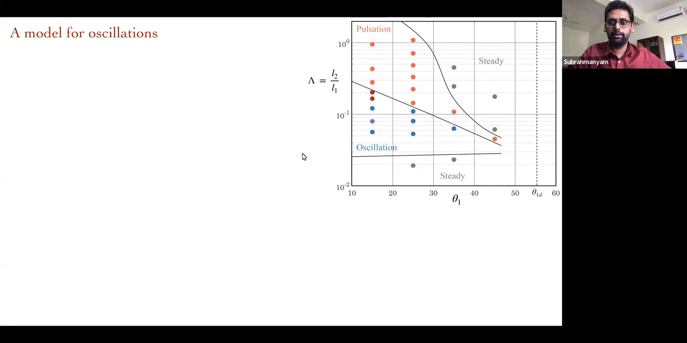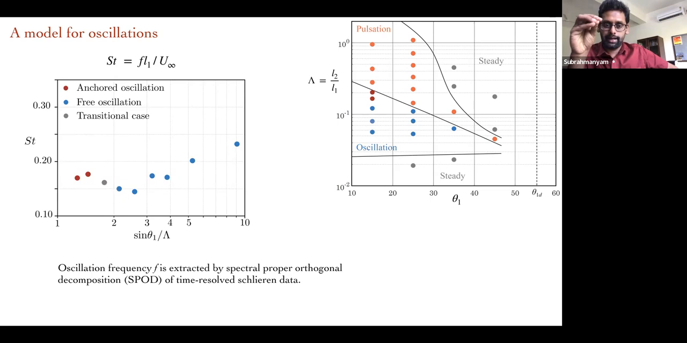Now, for each of these, we analyzed the high-speed schlieren videos corresponding to each data marker, and we subjected them to spectral proper orthogonal decomposition. This was done to objectively extract a time scale for these oscillations. I'm going to skip all the details of SPOD because this is now a fairly standard technique. Essentially, what it does is throw out a frequency for each of these oscillation cases, so that it allows us to quantitatively extract a time scale for oscillations. So we construct this non-dimensional frequency using the first cone length L1 and freestream velocity, which I call the Strouhal number. The Strouhal number is now plotted here against this mixed parameter sine theta 1 over lambda. This mixed parameter combines the two geometric parameters.